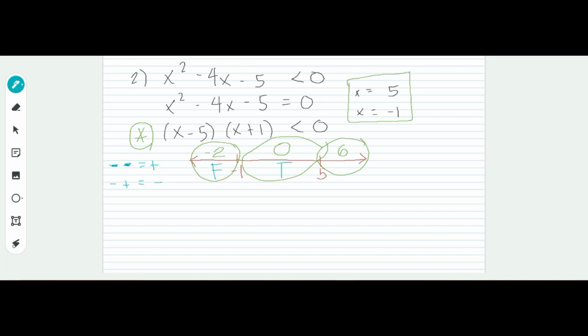And for the next one, we put 6 here. So, 6 minus 5, that's positive 1. And then 6 plus 1, that's 7, so it's positive 7. Positive times positive is positive. A positive number less than 0 is not true, right? So, that's false. Okay? So, what happened? We do not need the answer in this region. So, our answer is coming from only one region. This one. Only this. Okay?